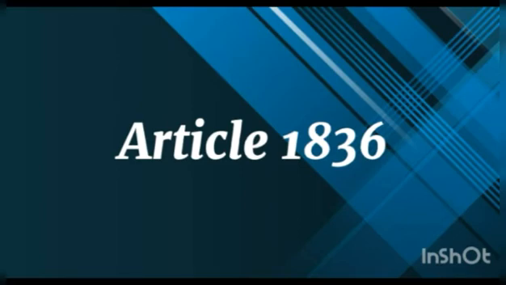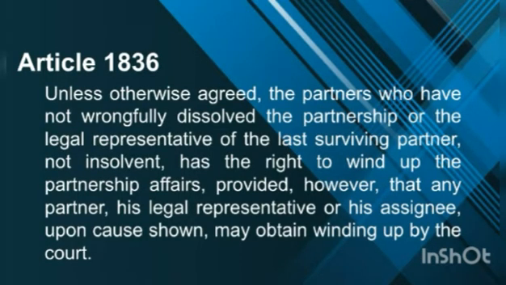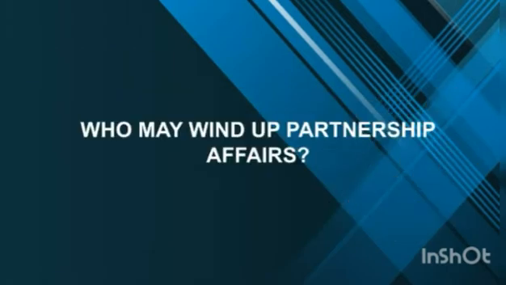Article 1836. Unless otherwise agreed, the partners who have not wrongfully dissolved the partnership, or the legal representative of the last surviving partner not insolvent, has the right to wind up the partnership affairs, provided, however, that any partner, his legal representative, or his assignee, upon cause shown, may obtain winding up by the court.